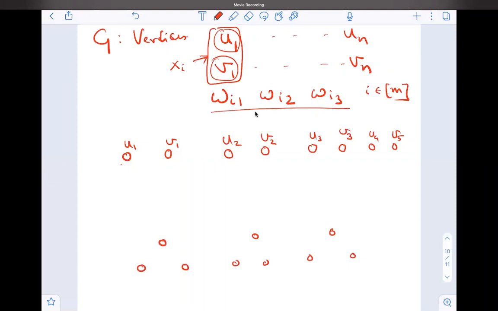So are we treating the Wijs as vertices on their own? On their own. Okay. So this is the set of my vertices. How many vertices are there? 2n plus 3m.